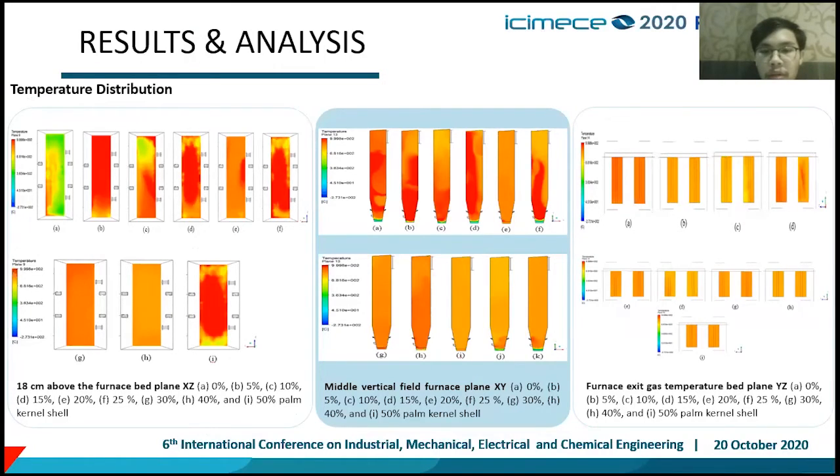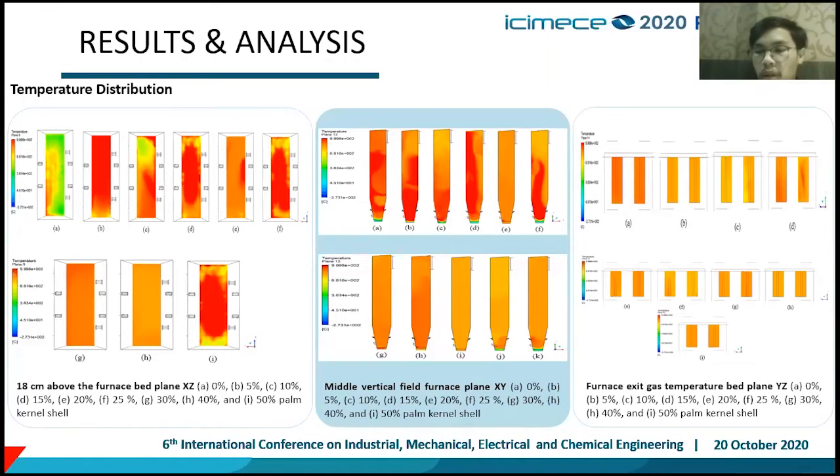And then, based on this, we make further simulation based on the previous one. We get 3 points of observation: 18 centimeters above the furnace bed plane XZ, the middle vertical furnace plane XY, and the furnace exit gas temperature plane YZ, with palm kernel shell percentages from 0 until 50%.